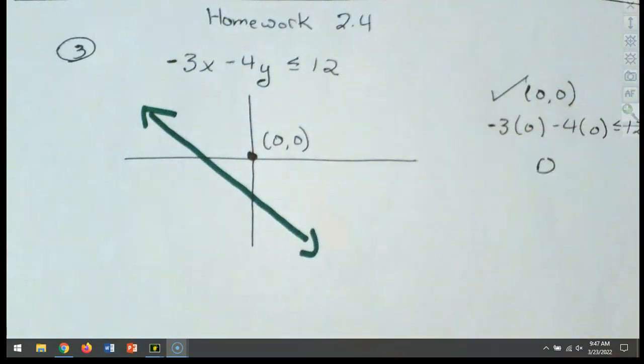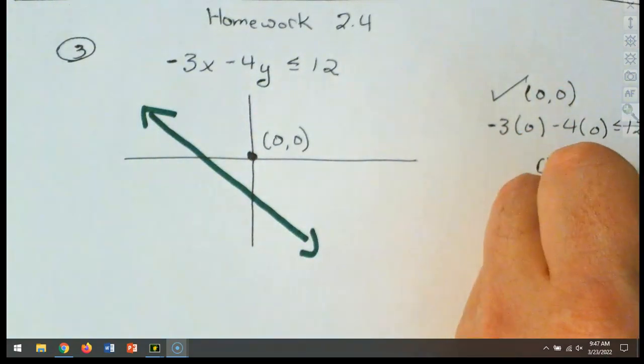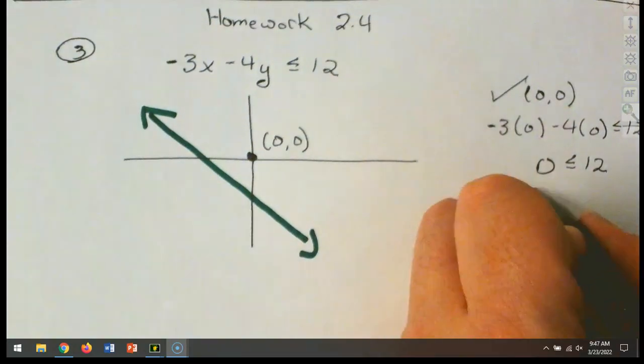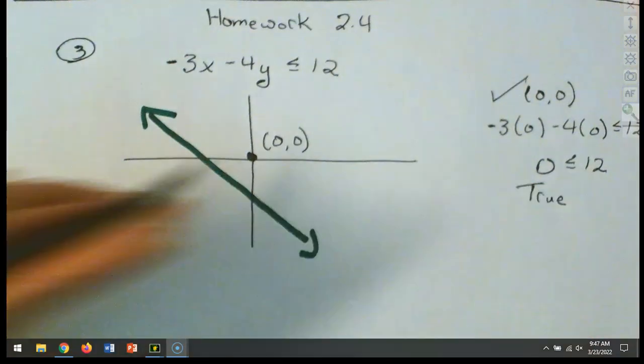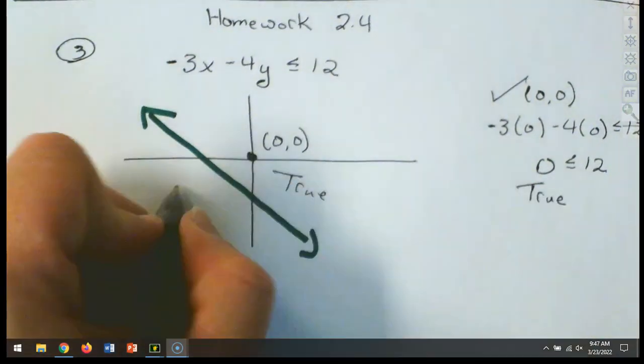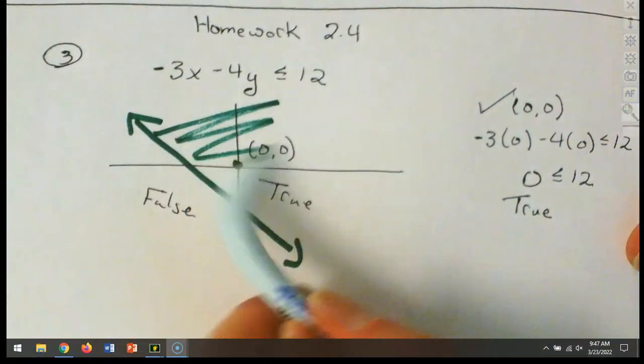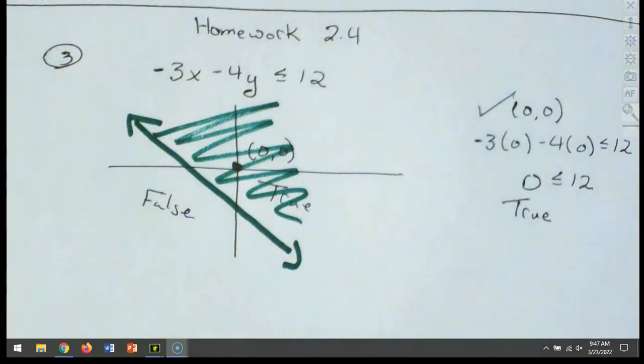And that comes out to be 0 on the left. Is 0 smaller than 12? Yes, it is. So that means that this side would be true. So then this is true, this is false, and where do we shade? The true half. So on several of these questions, that's all you need to do. All you need to do is go through and see if you shade above or below the line, or in the case of a vertical line, left or right.